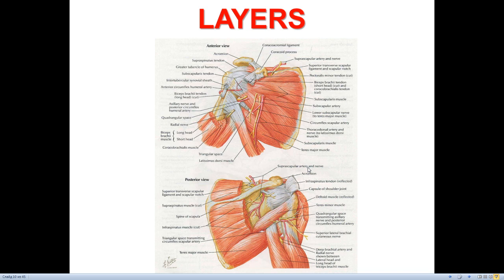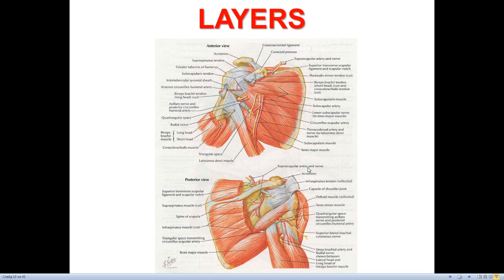Inside of the axillary region rests the axillary fossa. Walls of the axillary fossa are the following: first, the anterior border, anterior wall, greater and lesser pectoralis muscle, pectoralis major and pectoralis minor muscle.